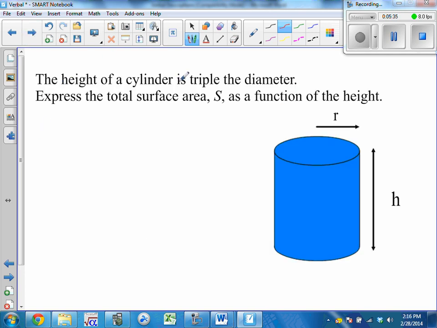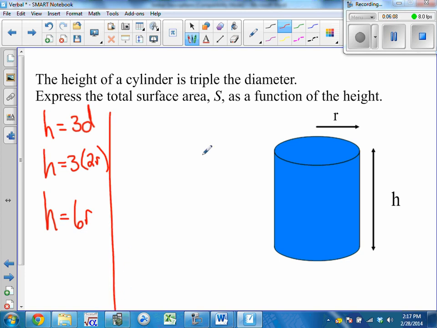So, the height of a cylinder is triple the diameter. Express the total surface area S as a function of the height. So let's talk about something here. First, the height is triple the diameter. So the height is equal to 3 times the diameter. We don't actually have the diameter here, we want the radius. And so we know the diameter is twice the radius. So our height is 6r.